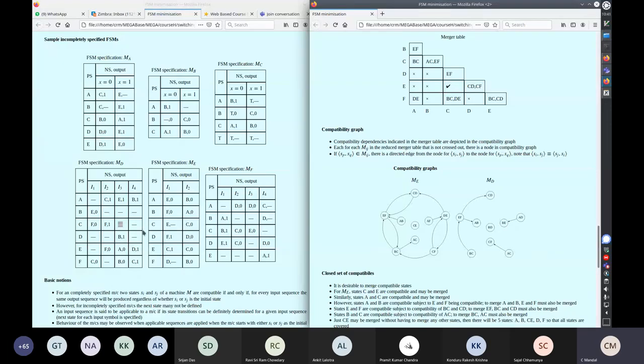So can you complete this graph for MD in this manner? Can you complete this graph, all of you? When I call out your name, you can post it. So take a picture and post it. You complete this graph and then I'll call out your name. Then you can post it. So complete this graph for the machine MD.